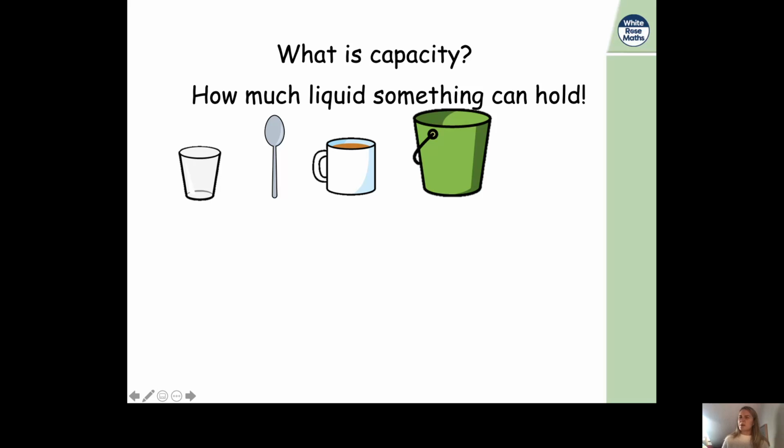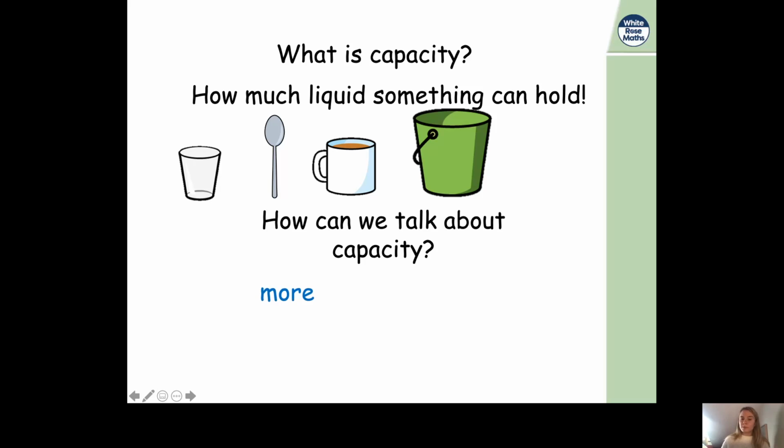Now, when we talk about capacity, we can use different vocabulary. We can use more. So we could say that one container has more capacity than another. So we can see here that the bucket has more capacity than the spoon. Okay, you'd be able to fit more liquid inside it.